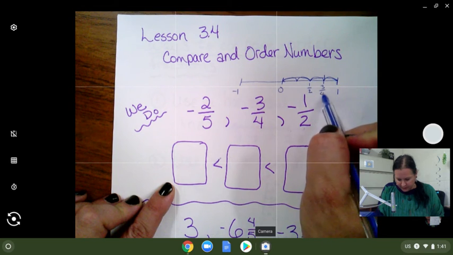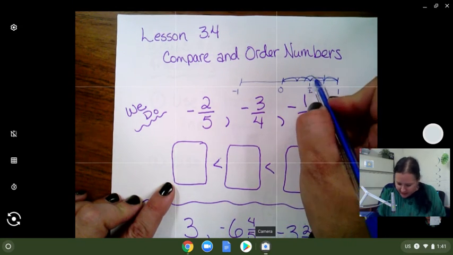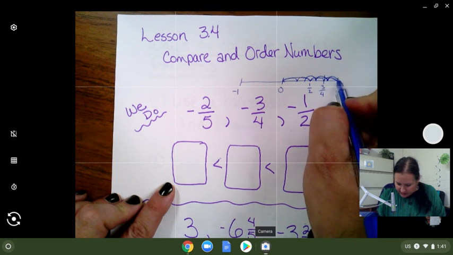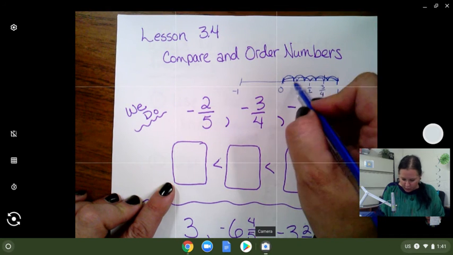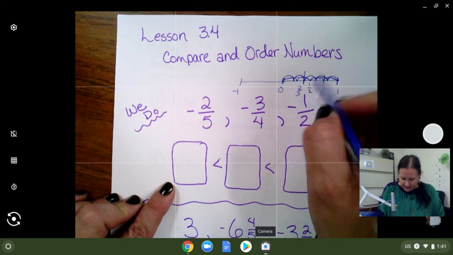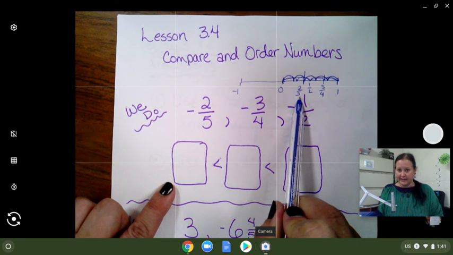My 3/4 would go over here. And then if I divide my line into fifths, I would divide it a little bit differently here into 5 sections. That would be 1/2. So 2/5 is the smallest if they were all positive.